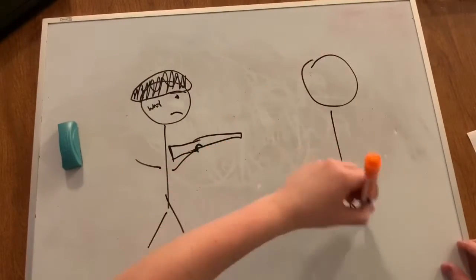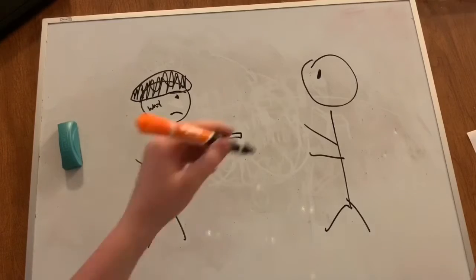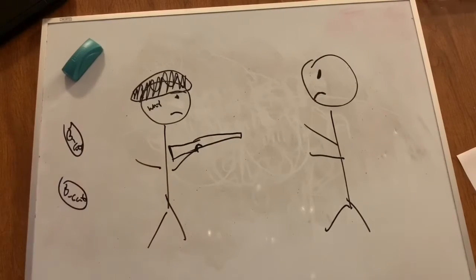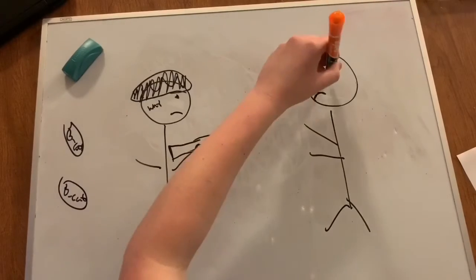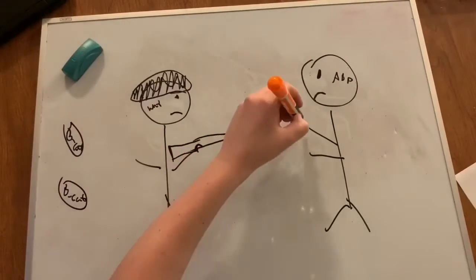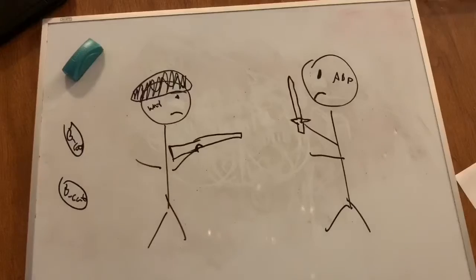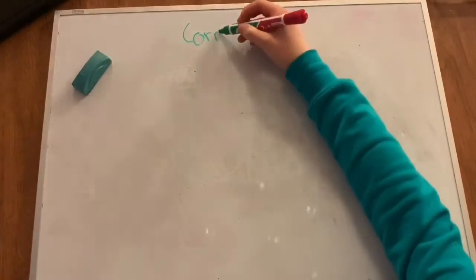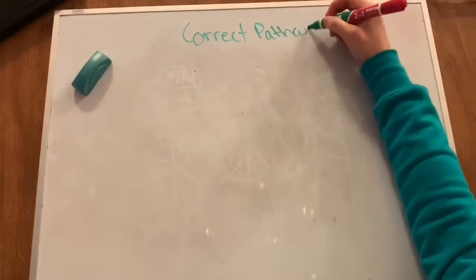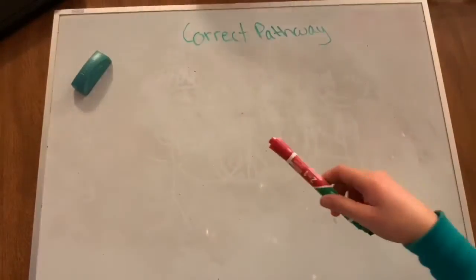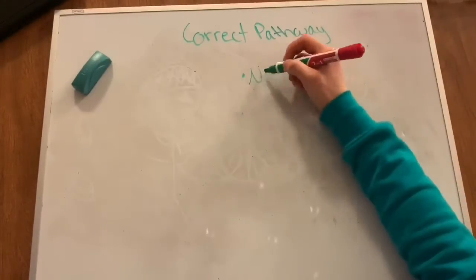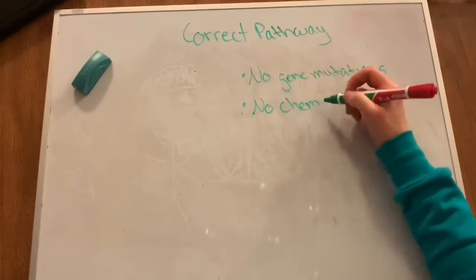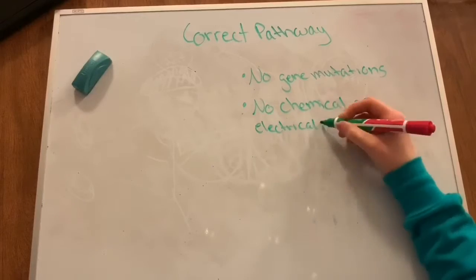The Wnt signaling pathway protects against destruction of neurons made by amyloid beta proteins. The pathway stops the destruction of beta-catenin. Beta-catenin regulates gene transcription. There are no gene mutations present in the correct signaling mechanism. There are also no chemical or electrical imbalances in the signaling pathways.